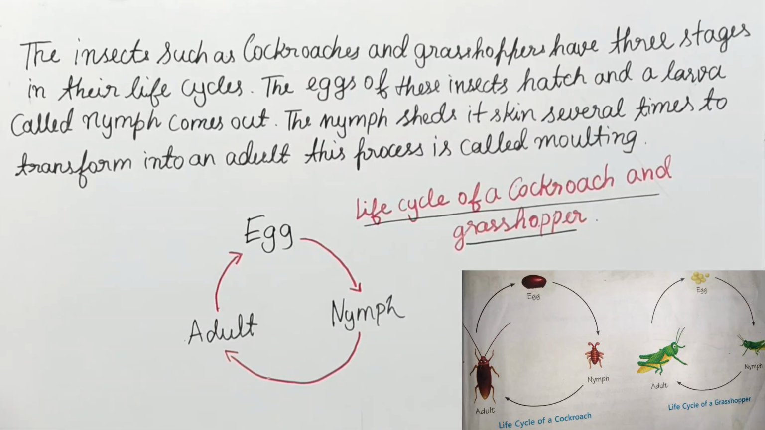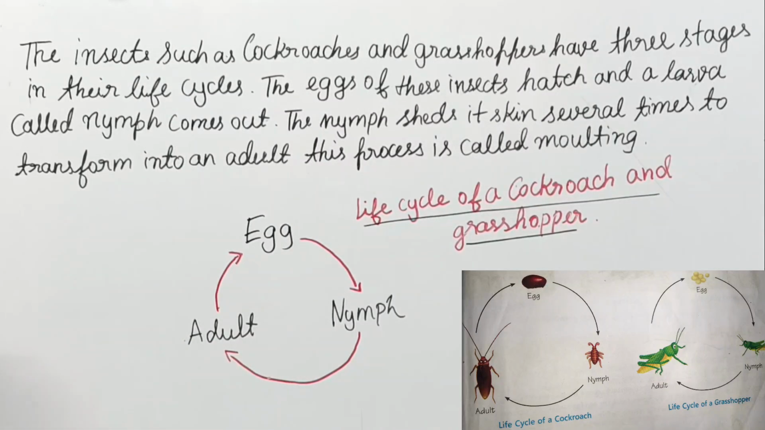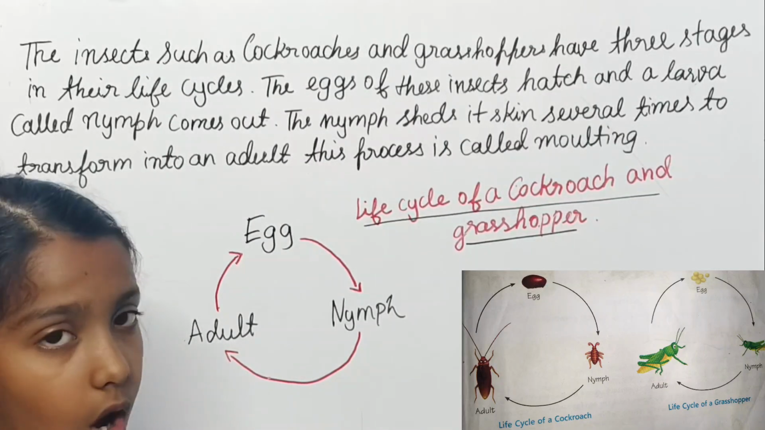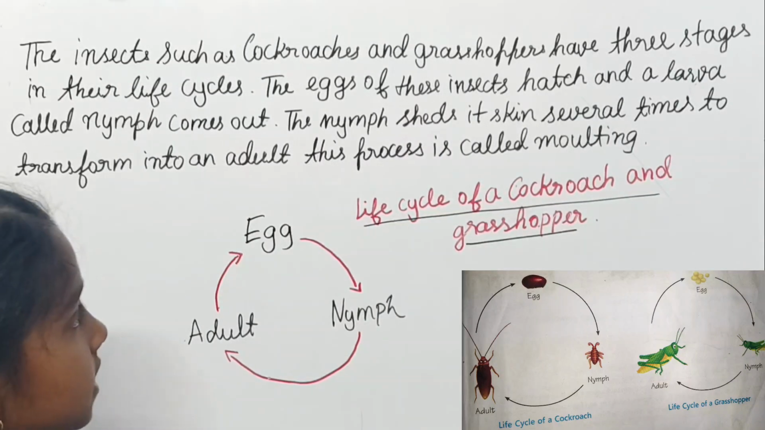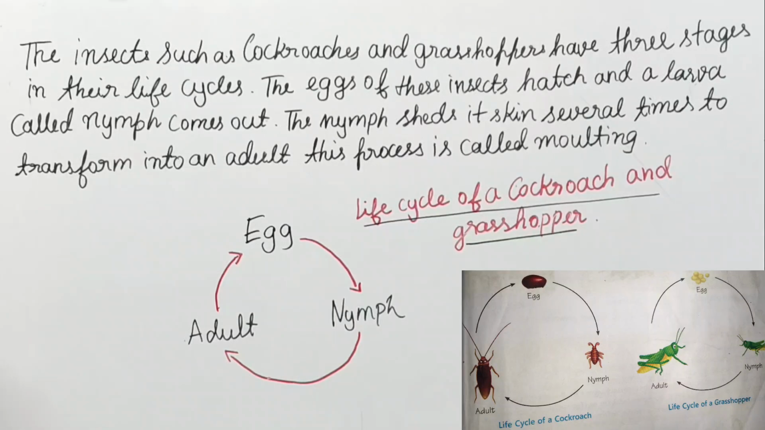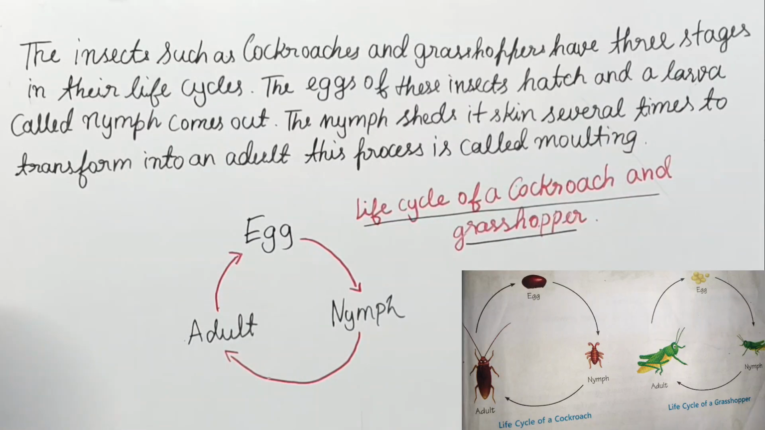The insects such as cockroaches and grasshoppers have 3 stages. जैसे insects होते हैं, cockroaches और grasshoppers, 3 stages हैं उनके life cycle में. So the eggs of these insects hatch and a larva called nymph comes out. So जो इन insects का eggs होता है वो टूटता है, उससे larva आता है, उसे बोलते हैं nymph.